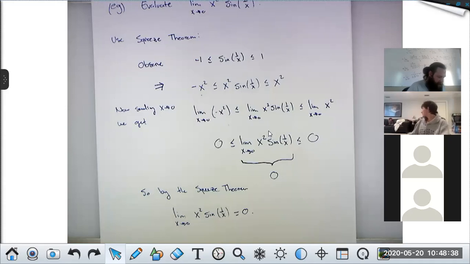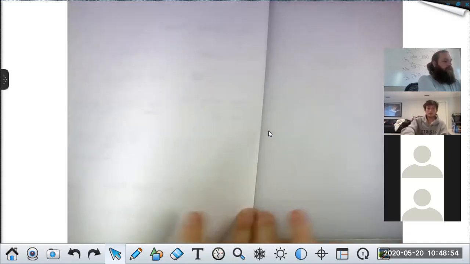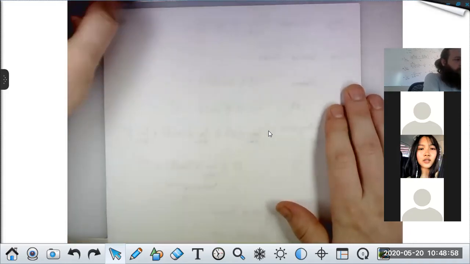Most of the examples that involve the squeeze theorem are going to come up in section 2.6 when we have limits at infinity. But here's one more. Oh yeah, this is good. Let's do this one. This one looks a little different. So one more squeeze theorem problem, and then we'll move to section 2.5.